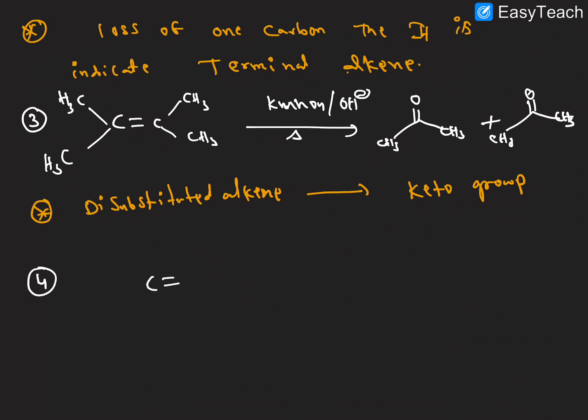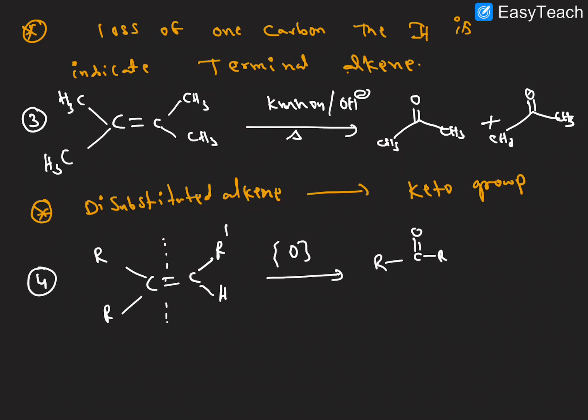Next, example 4. Here one side is disubstituted, R1 and R1. On the other side there is one alkyl group and a hydrogen. Oxidation takes place with the KMnO4. Very clear: the disubstituted side forms a ketone, as we already discussed, and the monosubstituted side forms a carboxylic acid, right? I hope it is clear. Next, hot KMnO4 is complete.